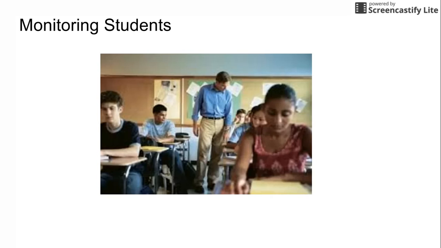The person monitoring really hasn't changed from paper and pencil to device, but we have to use good judgment when it comes to how we monitor student devices. So that pretty much sums up that whole monitoring of students.